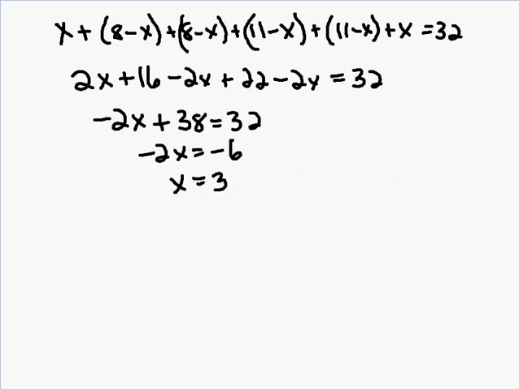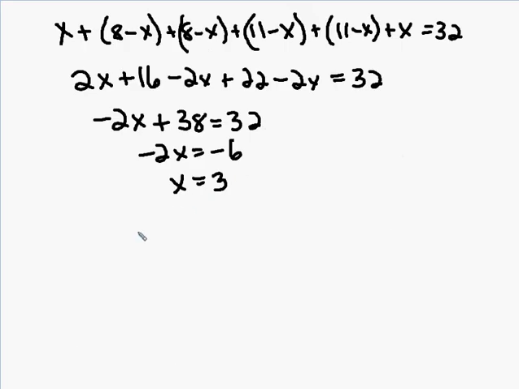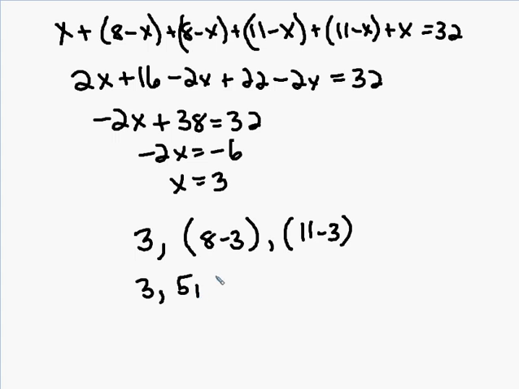Now I found what x is. I can now find what the other radii are. So I know the radius of circle A is going to be 3. The radius of circle B is going to be 8 minus 3, or 5. And the radius of IC, or circle C, is going to be 11 minus 3, or 8. So I'm left with radii of 3, 8 minus 3, and 11 minus 3, or 3, 5, and 8.